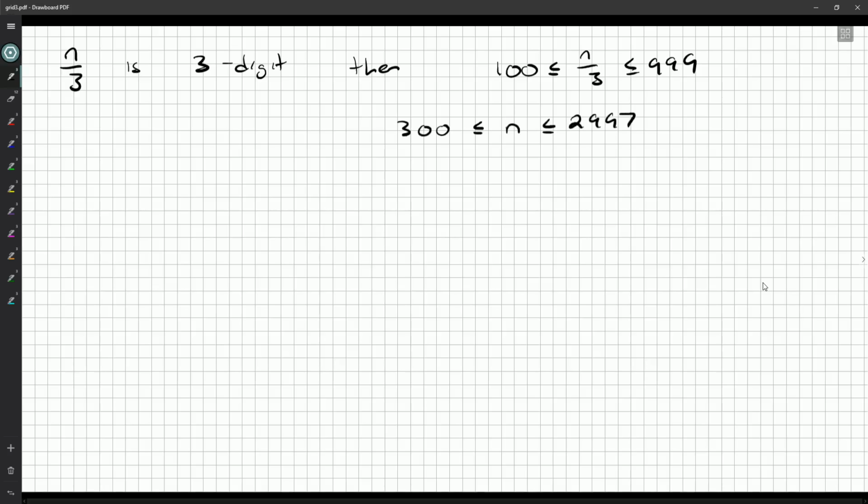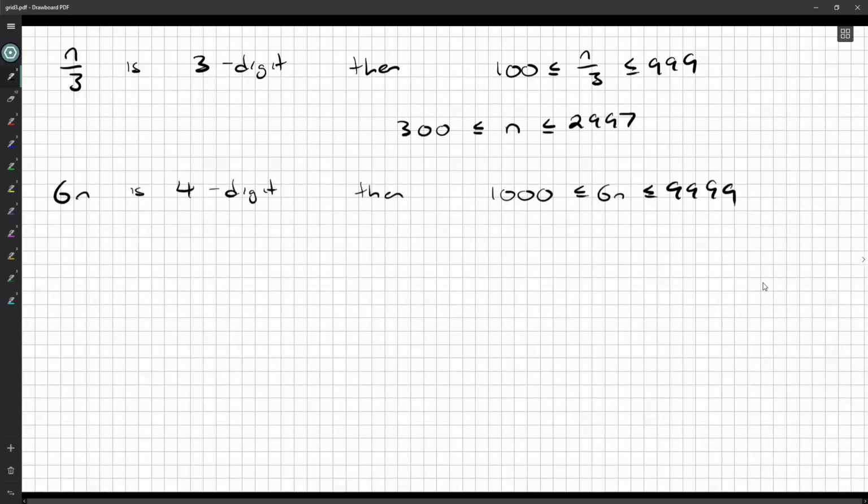Okay, and then we've got 6n is a 4-digit number. Well, what does that tell us? That tells me that 6n is at least 1,000 and at most 9,999. Okay, so this also can turn into an inequality for n. I suppose we can clean it up a little bit. Divide by 2, and we get 500 over 3 here.